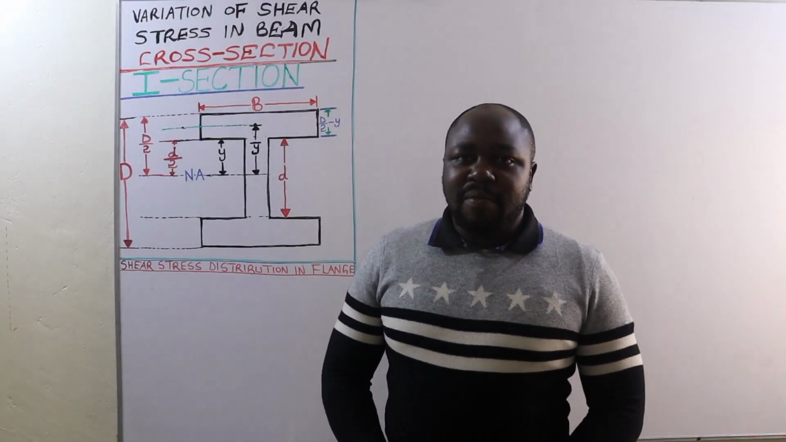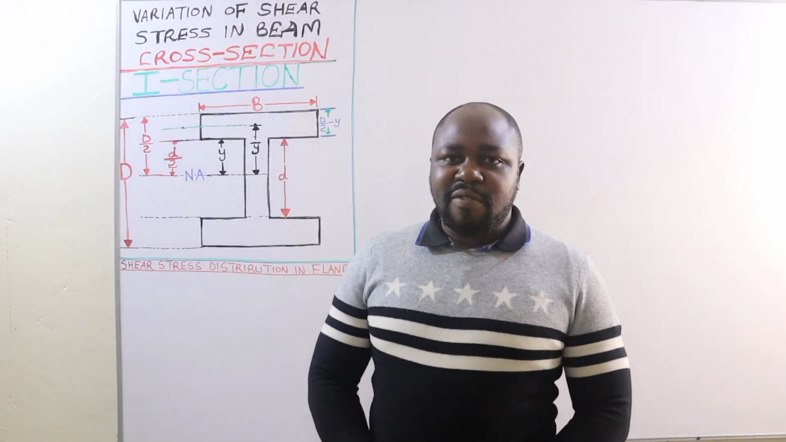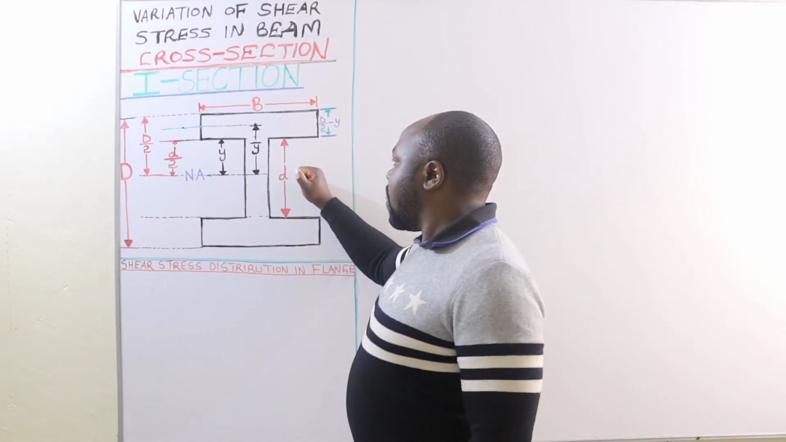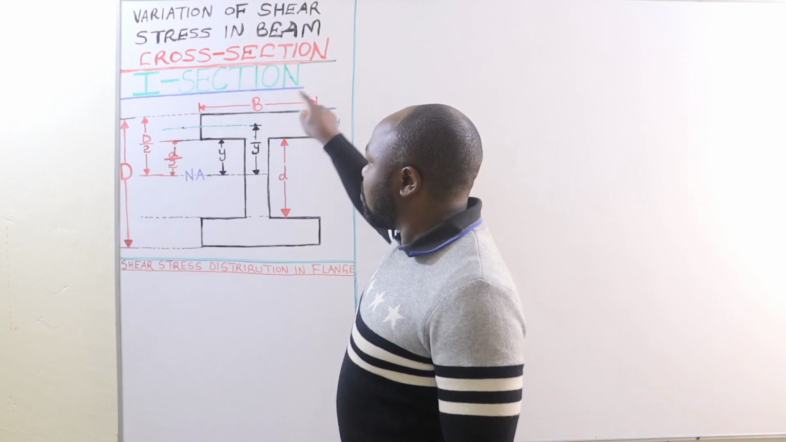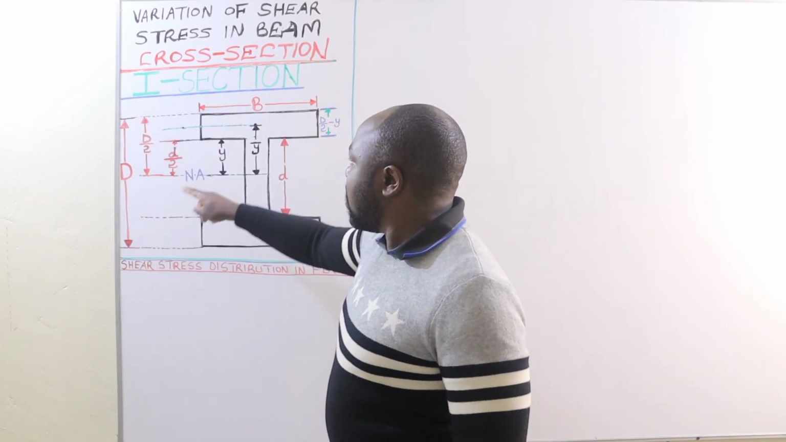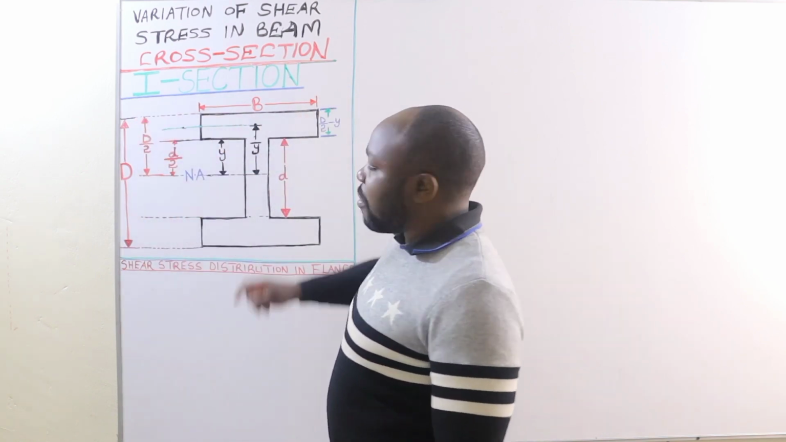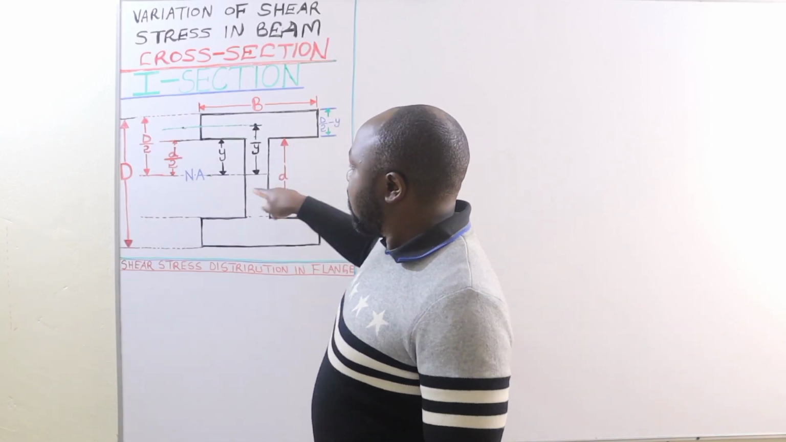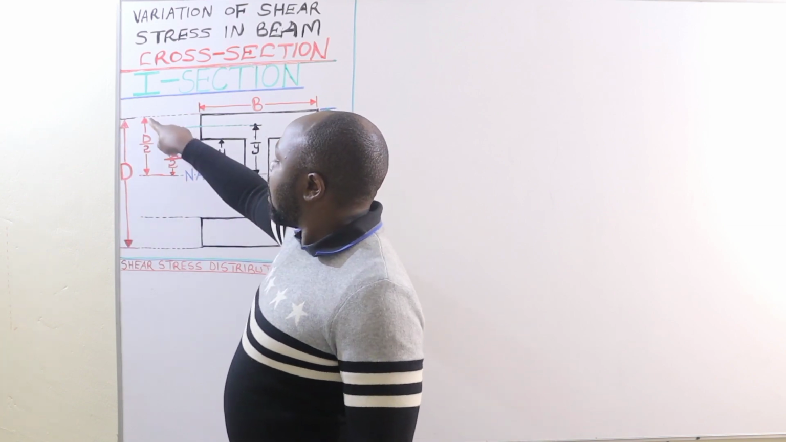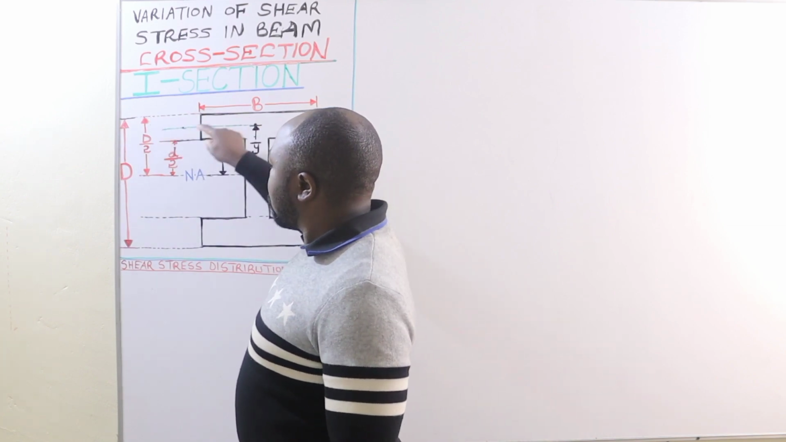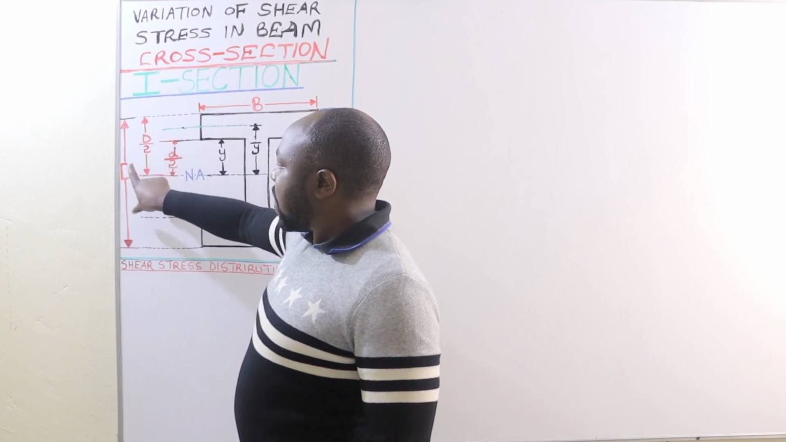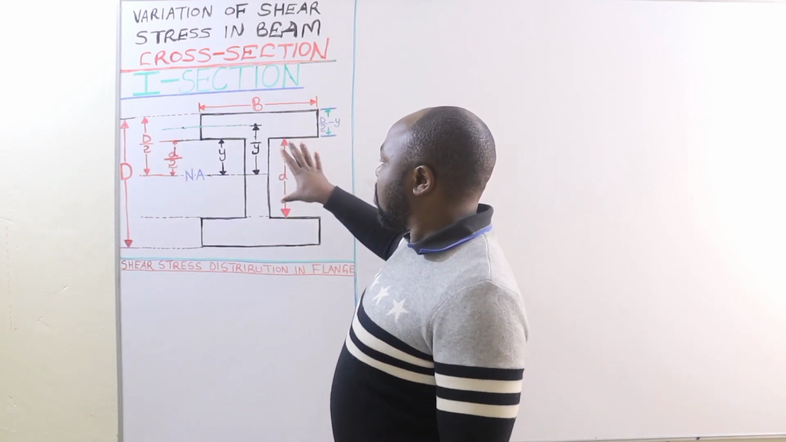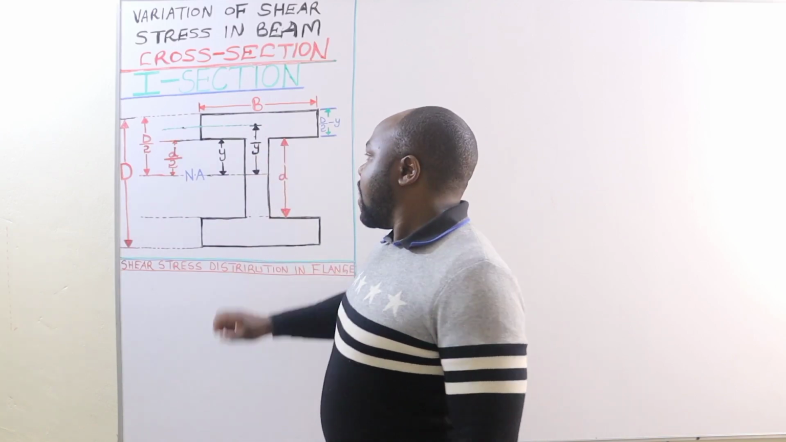In our today's lesson, we are going to derive the shear stress equation for an I-beam section. Now, the figure above shows an I-beam section with a depth of capital D and a breadth of capital B. The depth of the web is small d. From the neutral axis to the upper edge of the flange, we have D over 2, that is half the depth, because the neutral axis is cutting this I section into two equal parts.